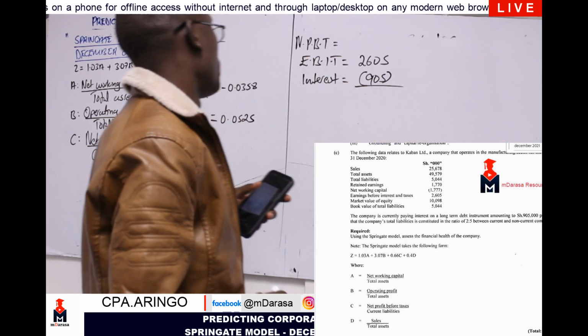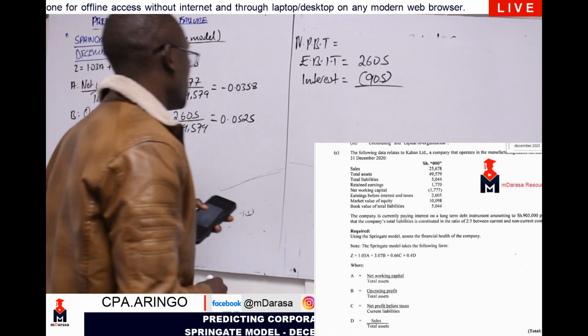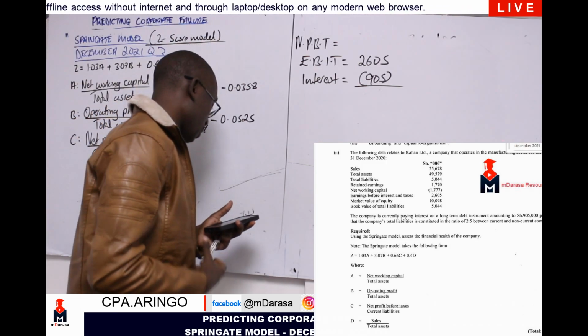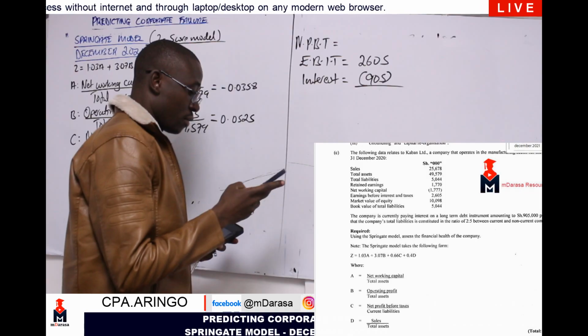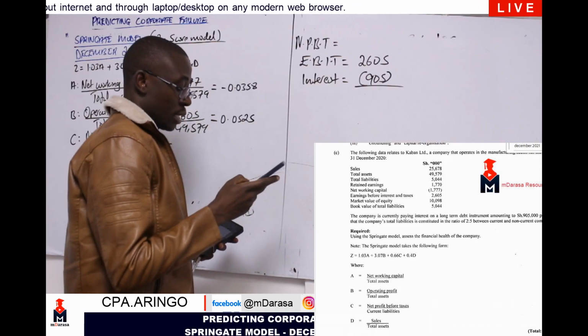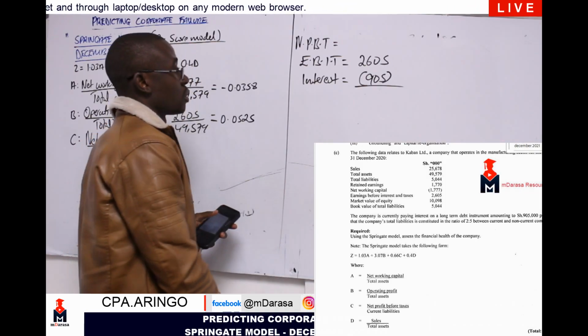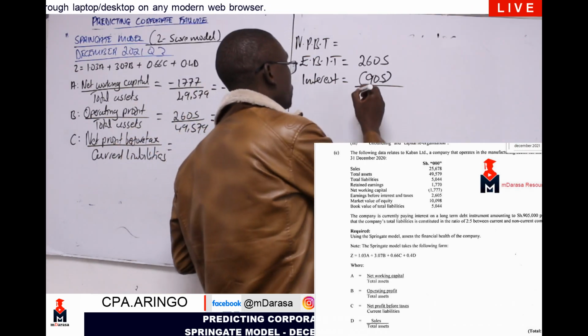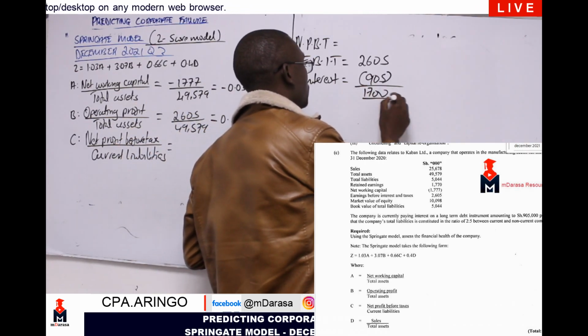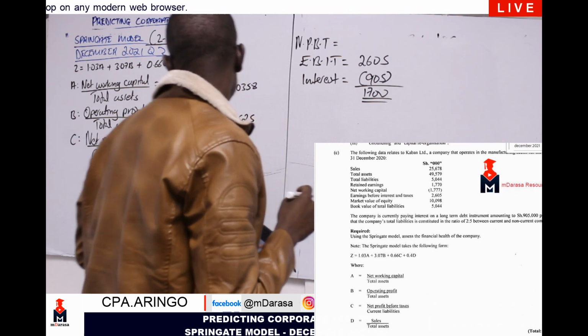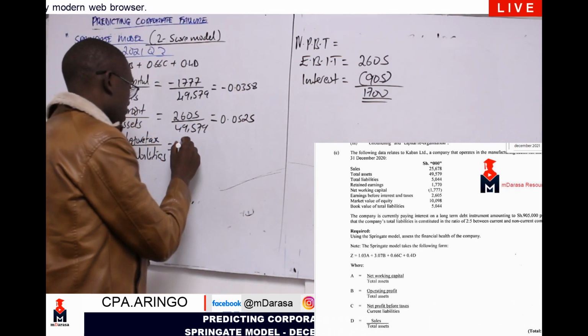So therefore, our earnings before tax, net profit before tax, I should be having 2605 minus 905 to give us 1700. So that should give us net profit before tax.